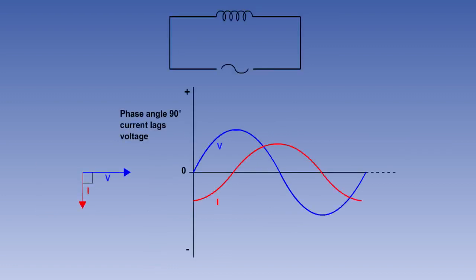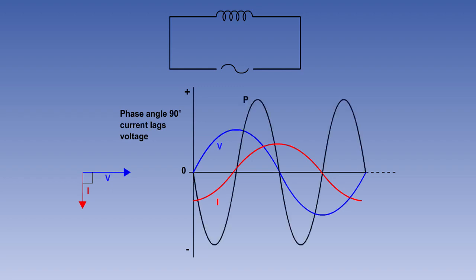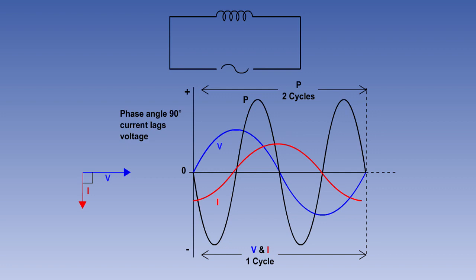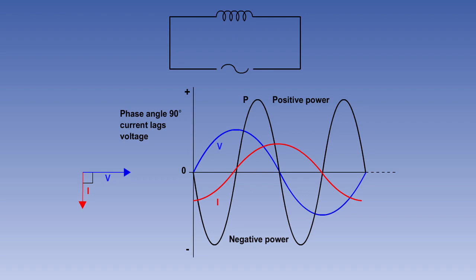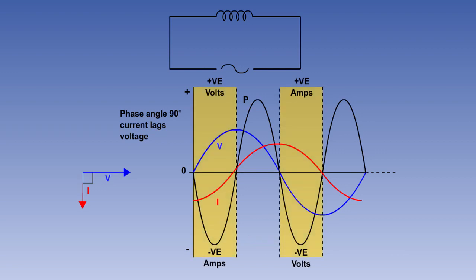Here we see a purely inductive circuit, where the current lags the voltage by 90 degrees. As in the resistive circuit, by plotting instantaneous values of current multiplied by voltage, we can obtain the waveform of instantaneous power. Again, the frequency of the power waveform is double that of the voltage and current. However, this time half of the wave is positive and half negative. This is because whenever the voltage and current are on opposite sides of zero, we have a positive multiplied by a negative, which gives a negative.